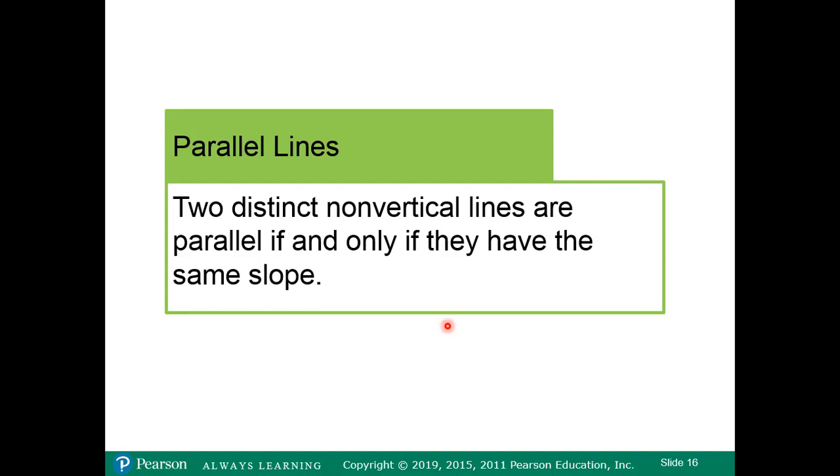So that's what you look for. That's the first thing you look for. If they have the same slope and they're non-vertical lines and they're distinct, they're parallel.